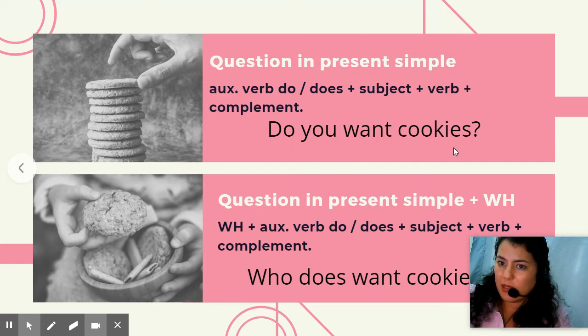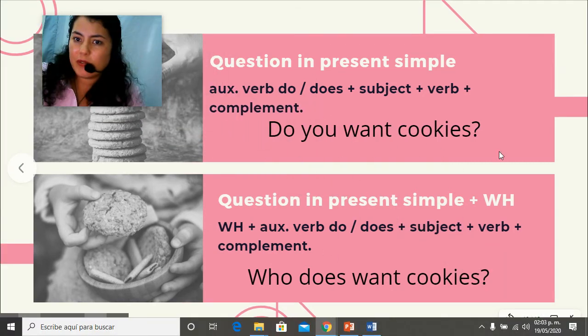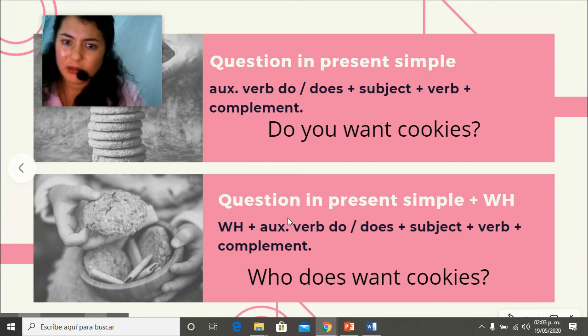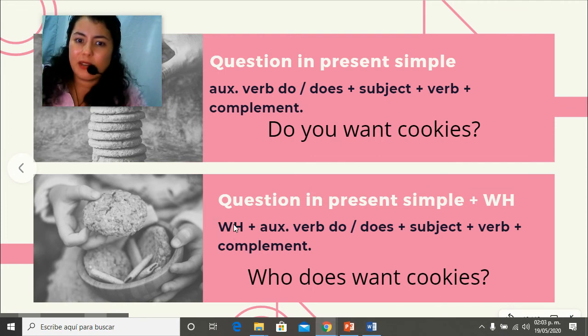Do you want cookies? And then we transform this question with the WH questions, like this. We just add to this same formula. I copy this formula from here to below, and we add WH. Who does want cookies? In this case, we don't add the subject because we're asking about the subject. Then who does want cookies? The only difference here is I don't have the you and I need to use does because we're talking about a third person. Then this is the way to do it.